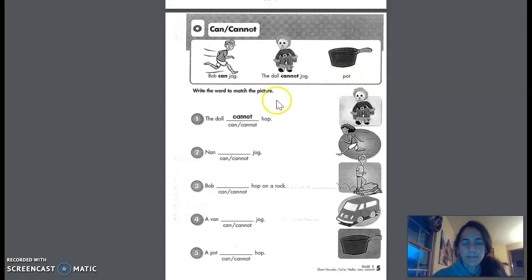Pot. Ahora aquí ustedes tienen que decidir que sí puede con can o no puede, cannot. The doll cannot hop. Nan, nombre de una chica. Jog. Bob, el nombre de un chico. Hop on a rock. A van. Jog. A pot. Hop. You can hit pause and do the activity.